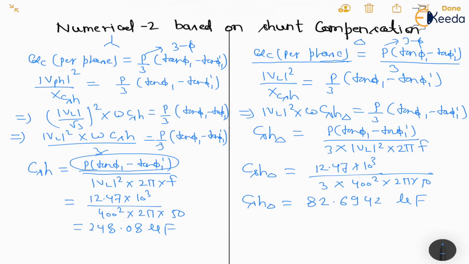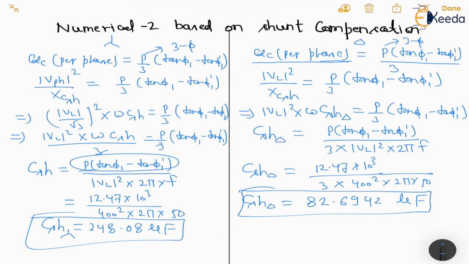What does it mean? If we want to supply the same value of reactive power, then we see that the per phase capacitance required in star is 3 times that in delta. So what will we choose? We will choose the delta connection, because for the same amount of power to be supplied, our capacitance value comes out to be very less. It is 1 by third of the star. So this is all about this numerical, and we have seen why delta connection in a capacitor bank is preferred over star connection. Thank you.